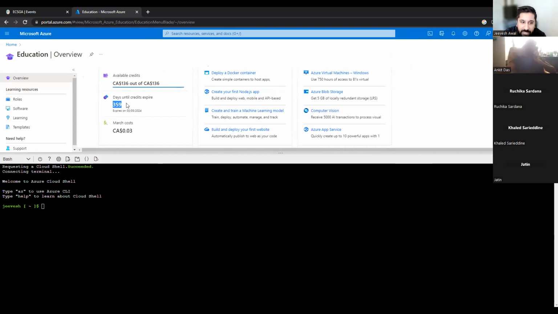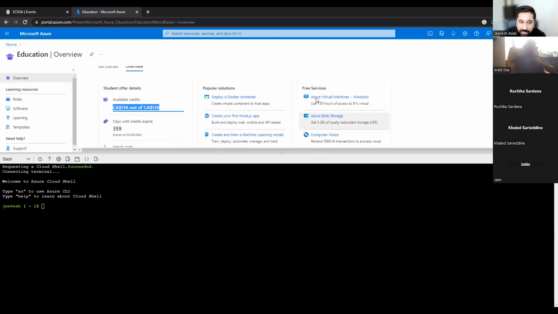It's been about a week. So 365 days is like 1 year of free access to this money and some additional resources as well, which I can see on the right.